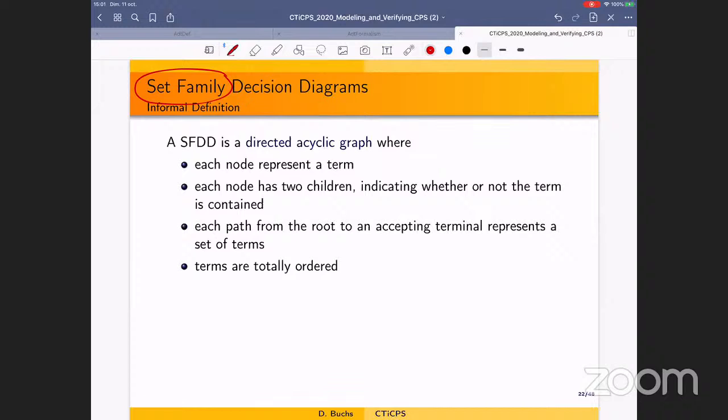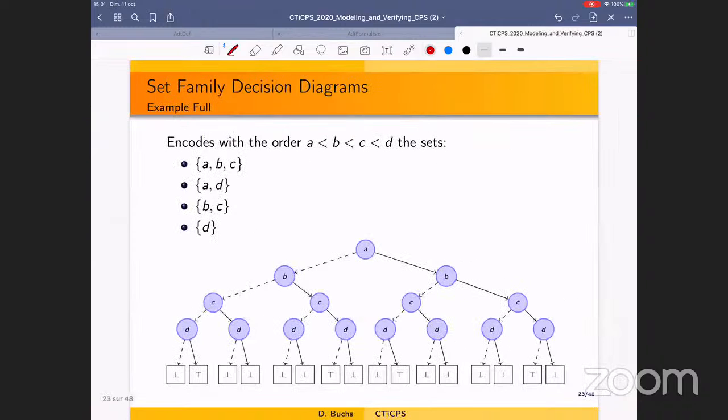on a structure. What is the structure? The structure is very similar to the BDD. It's an acyclic graph where there is for each node a term, and for the successors of nodes, there are two successors indicating if the term is included or not in the final representation. Okay, so probably it's better to have an example. So this is a set family decision diagram. For those that know BDD, it's very similar.